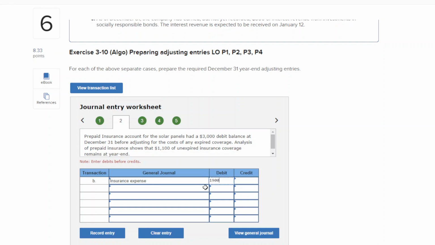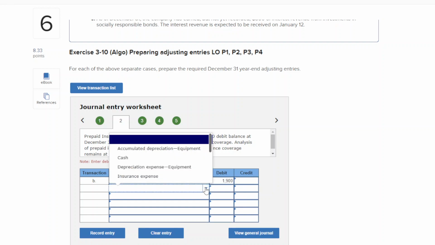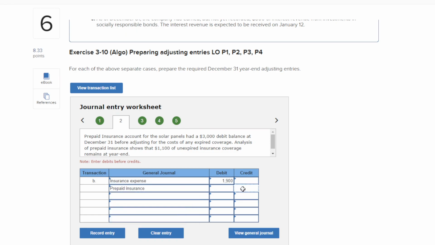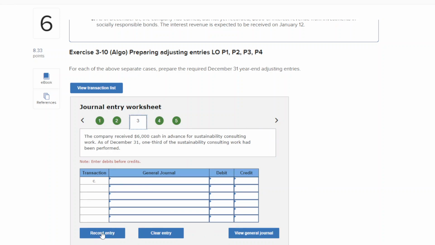And then we're going to credit our prepaid insurance by the same amount. And that's because we want that to go down, because we used 1,900 of our prepaid insurance. So the used amount goes into our expenses, and the used amount comes out of our prepaid insurance, comes off that asset. All we have left in there now is going to be that 1,100. So record that.